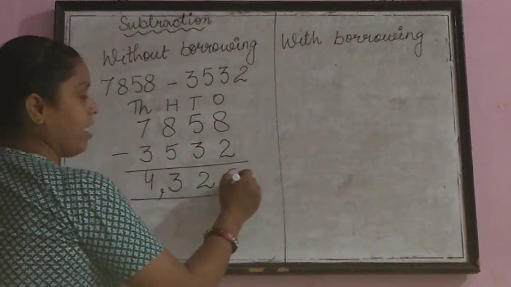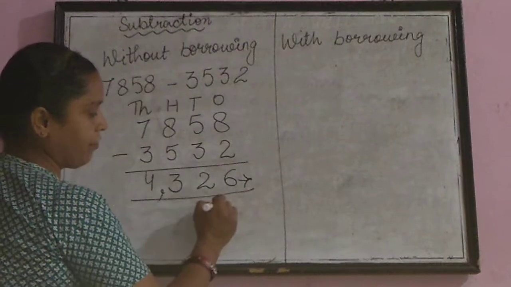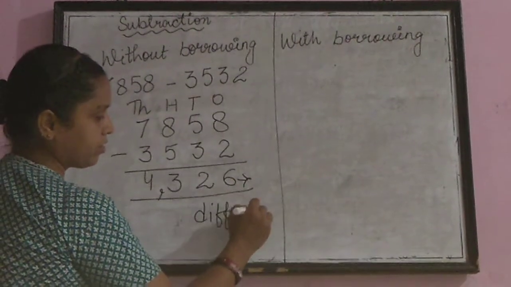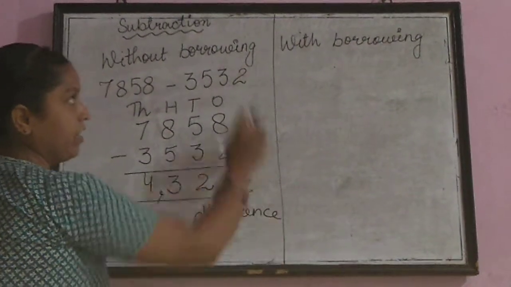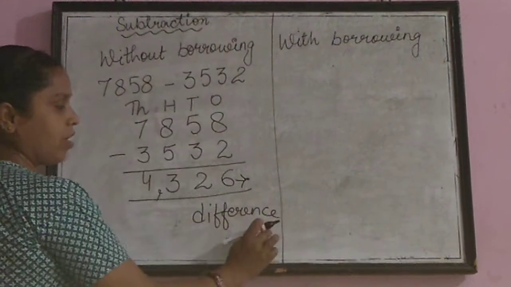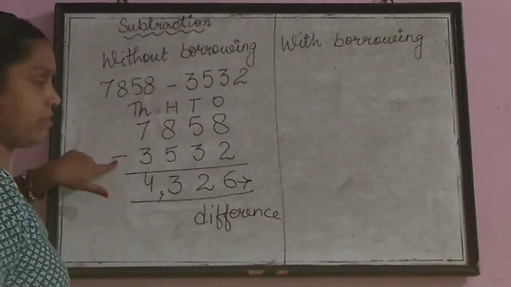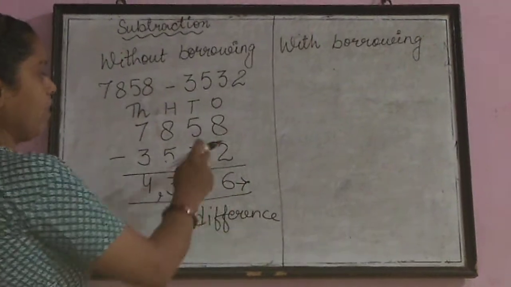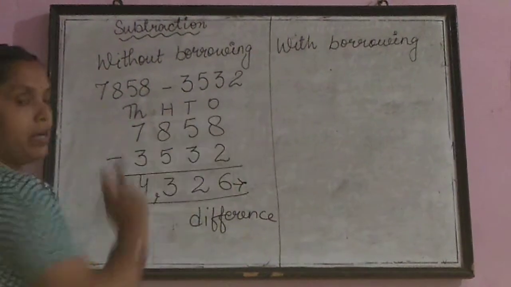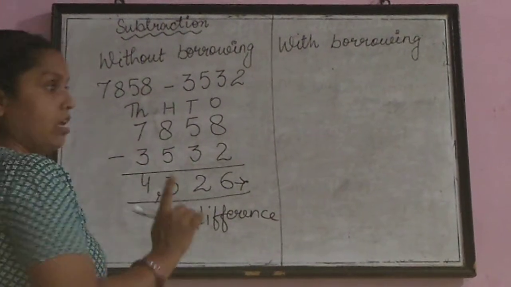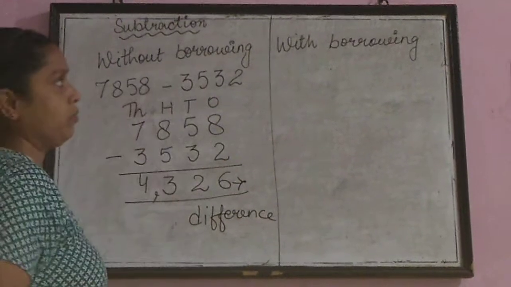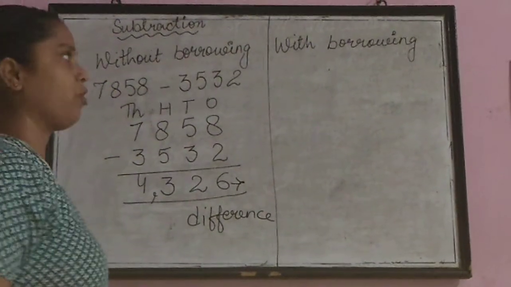This answer is called the difference. This is what I said in the beginning, that the answer of this process is called the difference. And the subtraction sign is minus. Taking away one number from another number is called subtraction. This is without borrowing. Now we will do with borrowing.